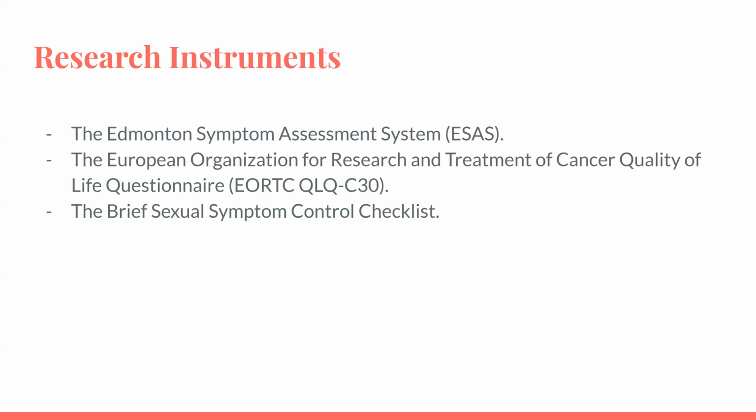The authors used three valid and reliable tools to assess and evaluate quality of life, symptom severity, and sexuality. The first one, the Edmonton Symptom Assessment System. The second one, the European Organization for Research and the Treatment of Cancer Quality of Life Questionnaire. The third one, the Brief Sexual Symptom Control Checklist for Women, was used to screen for sexual problems.